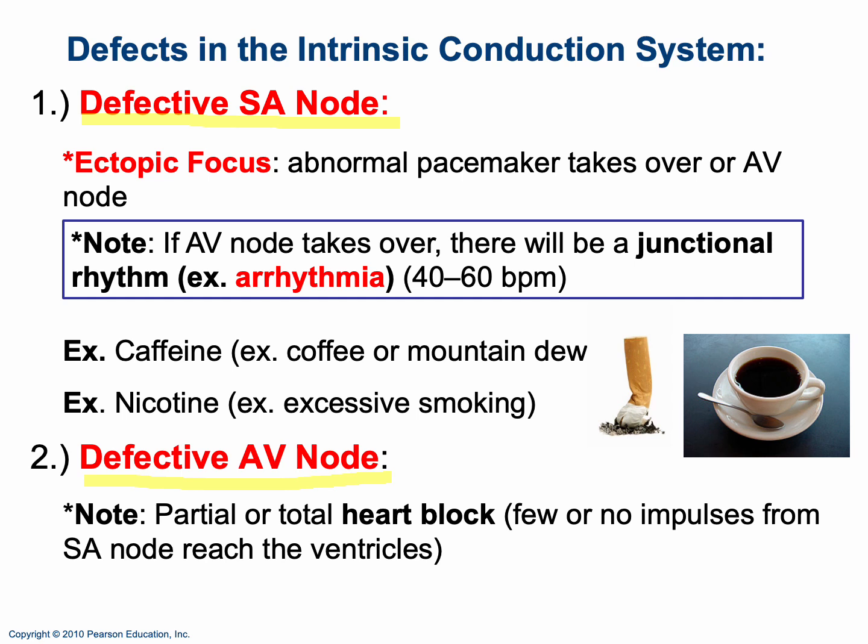So if someone has a defective SA node, it's very possible that they may have what's known as an ectopic focus. And this term ectopic focus is referring to that an abnormal pacemaker may ultimately take over in that heart. Or perhaps maybe the AV node temporarily decides to become the SA node. This type of example here can easily be known as an irregular heartbeat, or known as an arrhythmia. And if the AV node does take over, the individual may have junctional rhythm.